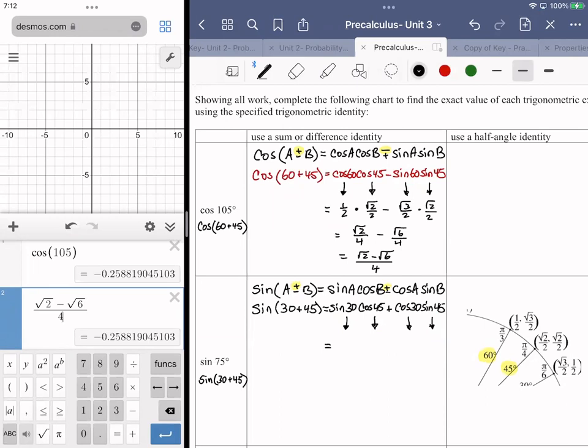Sine of 30, the y value at the 30-degree angle, is 1/2. Cosine of 45 is the x value at 45 degrees, radical 2/2. Cosine of 30 is the x value at 30 degrees, radical 3 over 2. Sine of 45 is the y value at 45 degrees, which is radical 2 over 2. So we're looking at radical 2 over 4 plus radical 6 over 4.